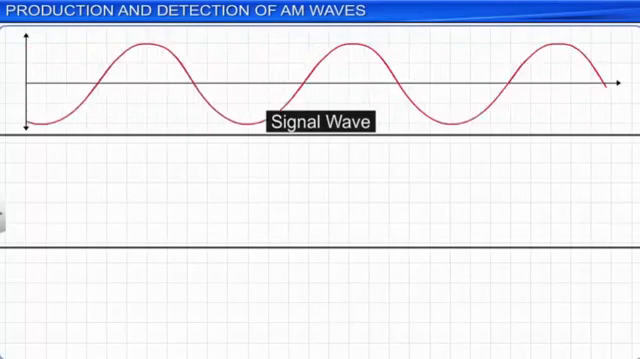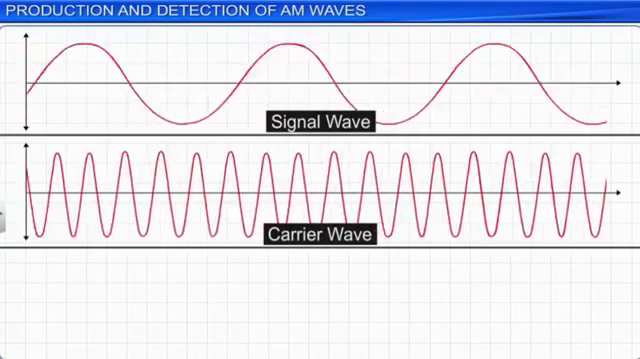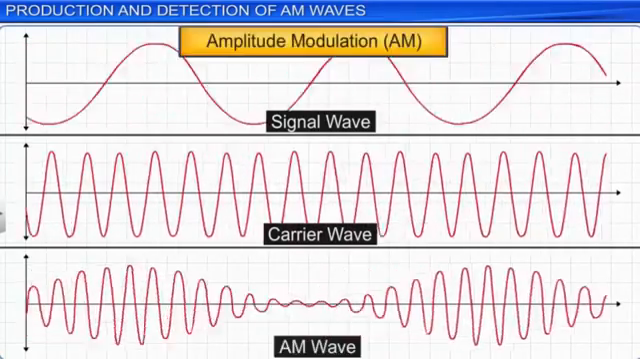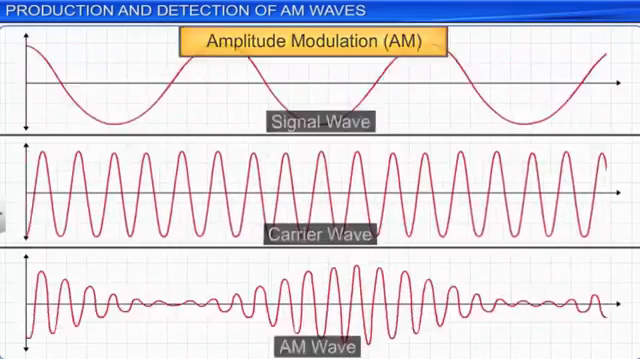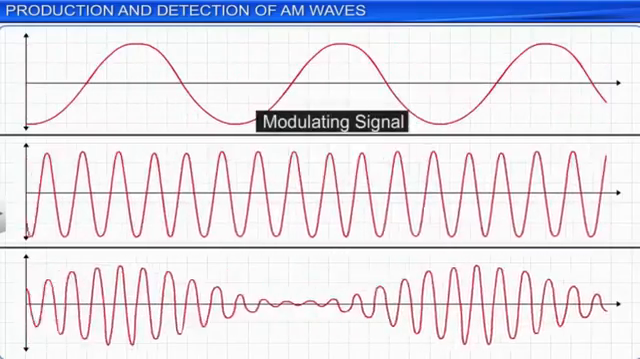You have learnt earlier that a transfer of a message signal onto a carrier wave by varying the amplitude of the carrier wave is called amplitude modulation. The message signal used to modulate the carrier wave is also called the modulating signal.